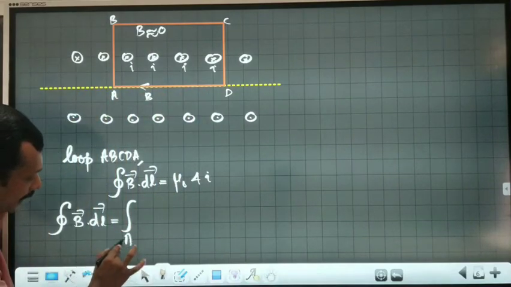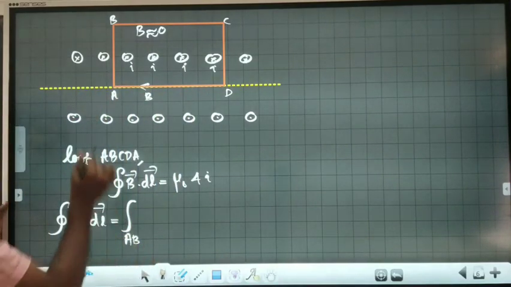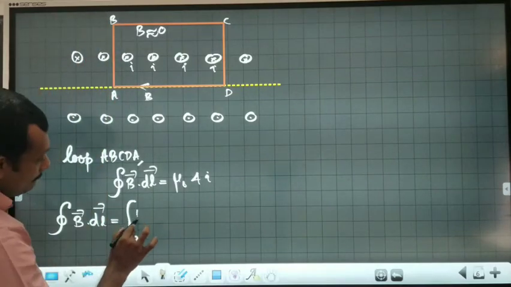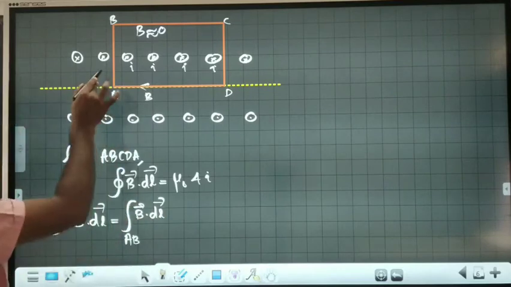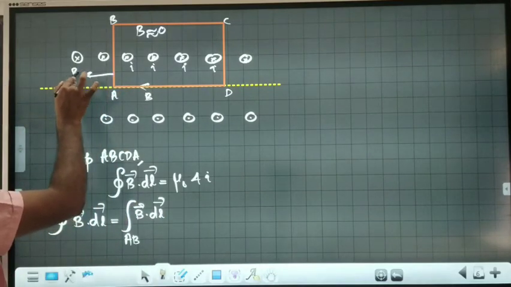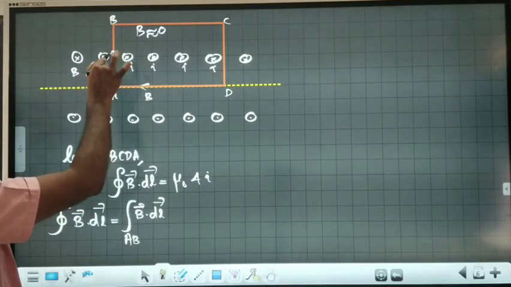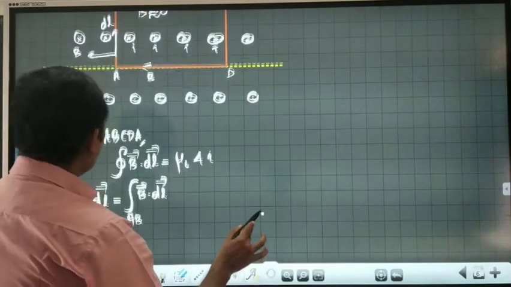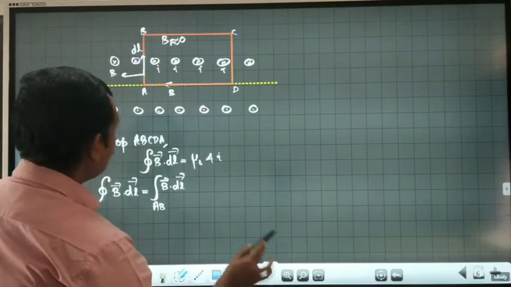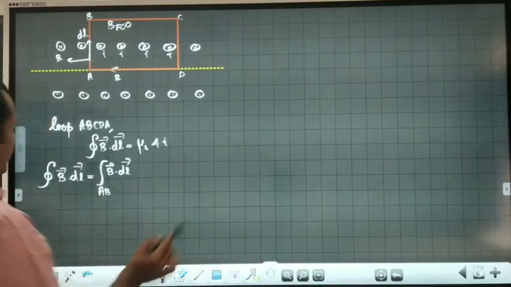So let us start from A to B. Integral for the region A to B, B dot dl. Here the direction of B is here, and the direction of dl is upwards. I'm just reducing the size for our convenience.